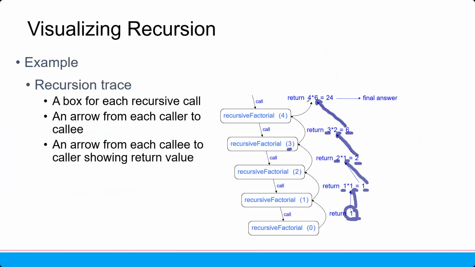So we have 4 multiplied by 6 as the result of the factorial(3). And we got 24 as the final answer. Okay, so this is how the recursion works.